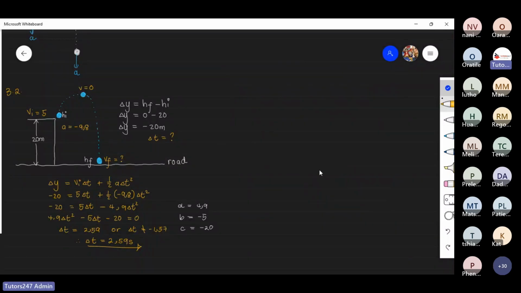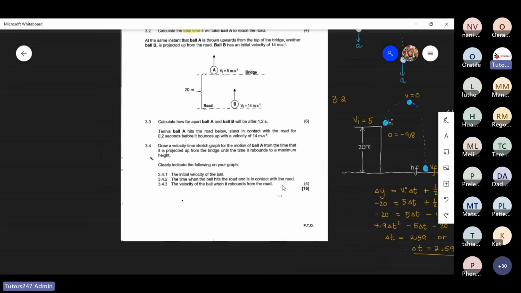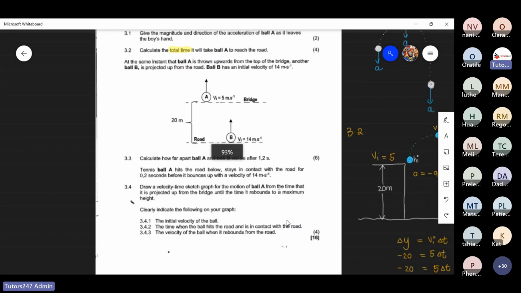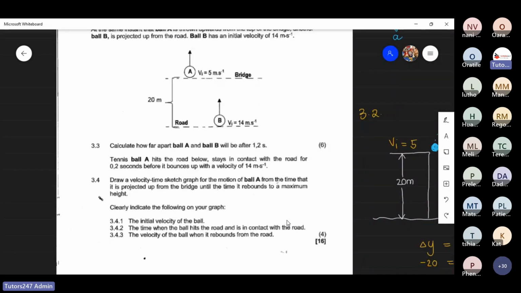So let us proceed if there's no one else with any questions. Our next question is 3.3. Calculate how far apart ball A and ball B will be after 1.2 seconds. Patience Larato, you have your hand up. What's your question?